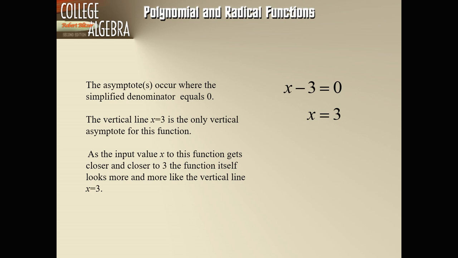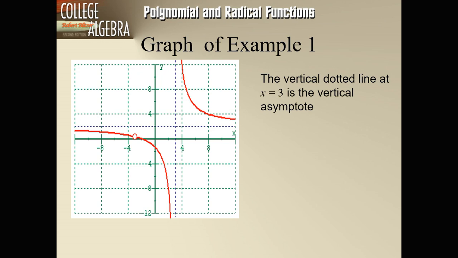So, the vertical line x equal 3 is the only vertical asymptote for this function. As the input value x to this function gets closer and closer to 3, the function itself looks more and more like the vertical line x equal to 3. Okay, here's a graph ng example number 1 natin. So, the vertical dotted line at x equal to 3 is the vertical asymptote.